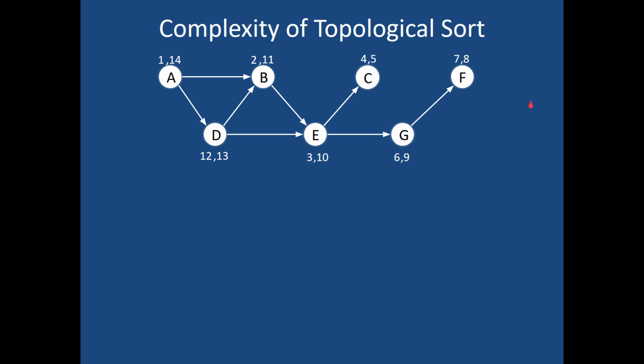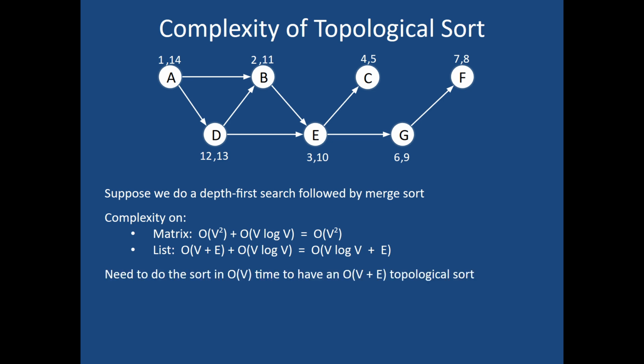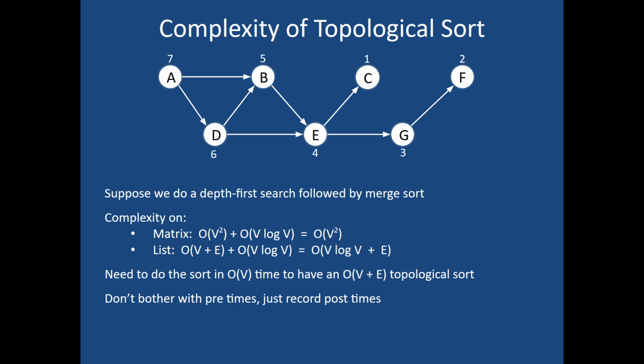Okay, and complexity: topological sort is just a depth first search. It looks like it would be a depth first search followed by a merge sort, but you really don't have to do the merge sort. You can just record the post times, and in fact, as you record the post time, you can just copy the vertex into an array and be done with it. Do directed acyclic graphs have to be completely connected? No, they can be disconnected. You could have a DAG that consists of a bunch of vertices and no edges, and then any permutation of the vertices would be a topological sort.